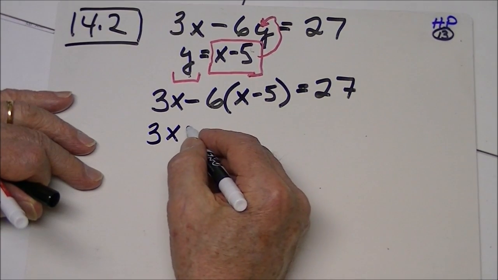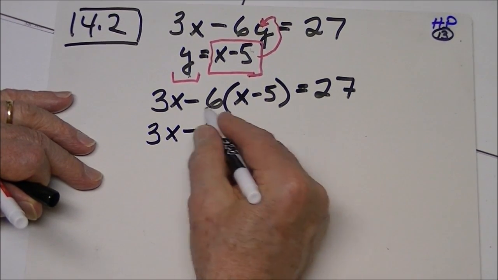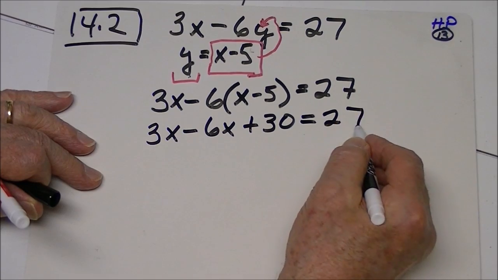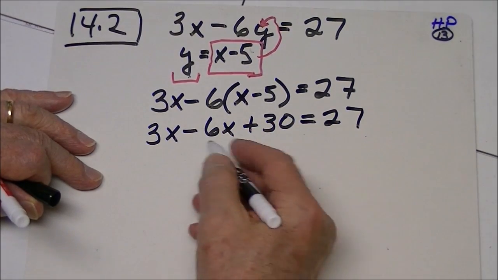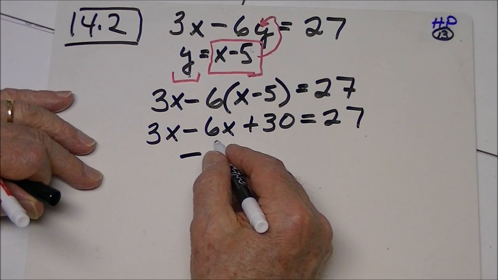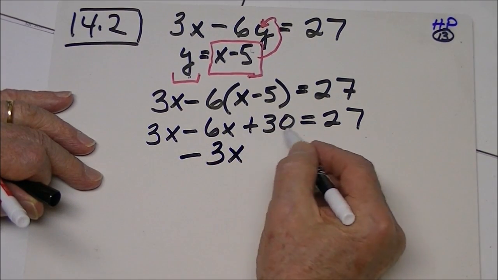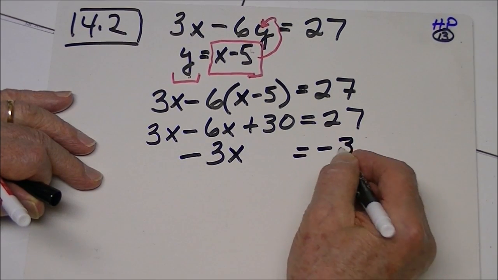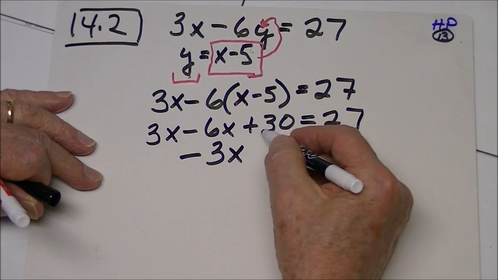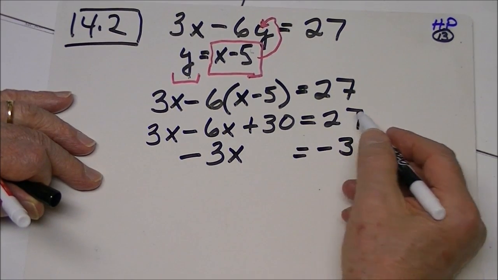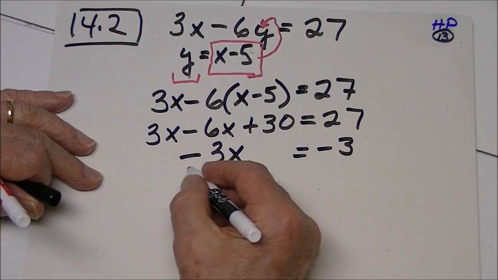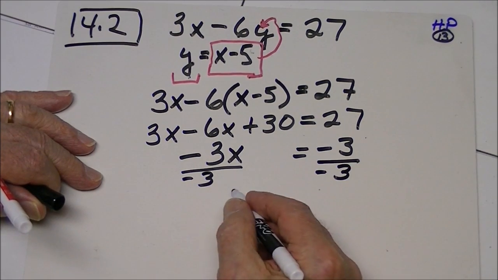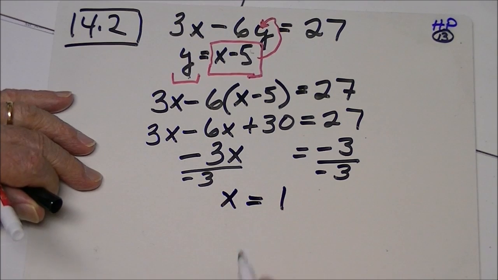3x, and again, be neat, negative 6x plus 30 equals 27. Now from chapter 2, combine like terms. Transpose the positive 30 to this side, or subtract 30. This becomes a negative 3. So we're subtracting 30 here, subtracting 30 here. We get a negative 3. Now we're going to divide both sides by the negative 3. We get x equals a positive 1.